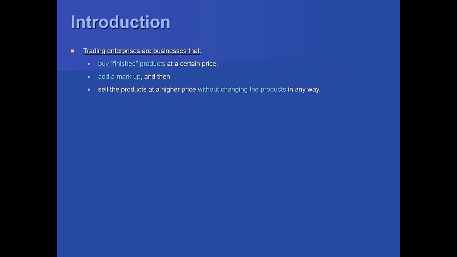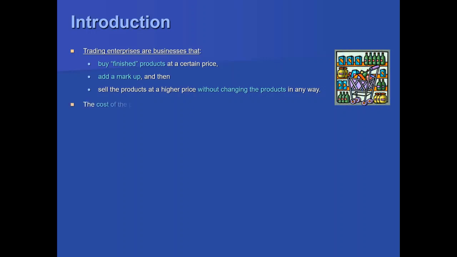This video is an introduction to cost accounting. We know that trading enterprises are businesses that buy finished products at a certain price, then add a markup and finally sell the products at a higher price without changing the product in any way. In other words, they simply buy it in its current form and then sell it at a higher price. The cost of the products that is now in the books of the trading enterprise is therefore simply the price they paid for the products.